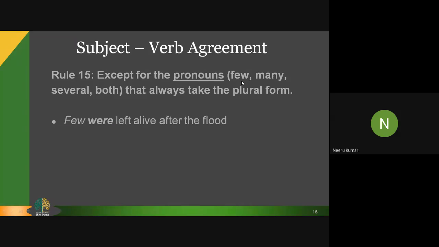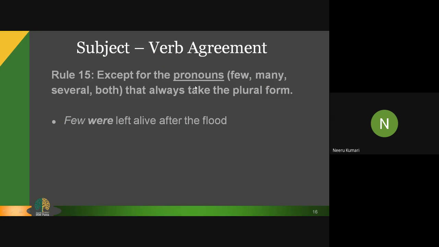All right, except for pronouns, you might have used different sentences which start with few or many or several or both. They always take the verb form in plural. So you have to always remember whenever you are writing few, though we are talking about few, few is not one, right? We are talking about some number, maybe not knowing exactly what the number is, but they are more than one. Similarly, when we talk about many, it is more than one. When we talk about several, it is more than one. When we talk about both, it is always more than one.